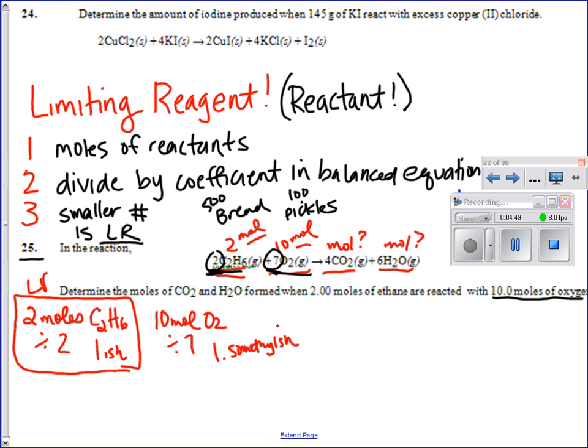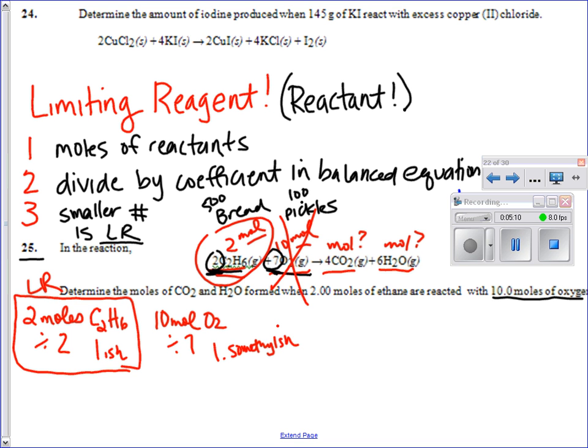This is the limiting reactant because I've got more of this at the end. I can do this reaction once. This reaction I can do more than once. So this is limiting. And what I do on my equation, if it's in excess, I put an X on it because it's in excess. So now I just do stoichiometry.